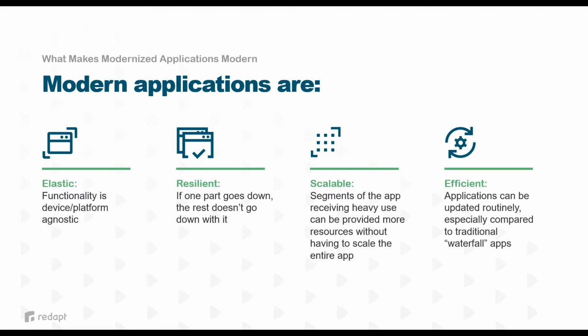This is again going back to the agility conversation that we talked about initially. Applications should be able to be updated routinely, especially compared to traditional waterfall apps, right? You know how we used to do it probably 10, 12 years ago. But nowadays, it's all about being agile. It's all about listening to your customers, adapting pretty quickly, making it more efficient, getting stuff to the market at a much faster pace. So those are the main four things that people have to focus on when we talk about modernized applications.